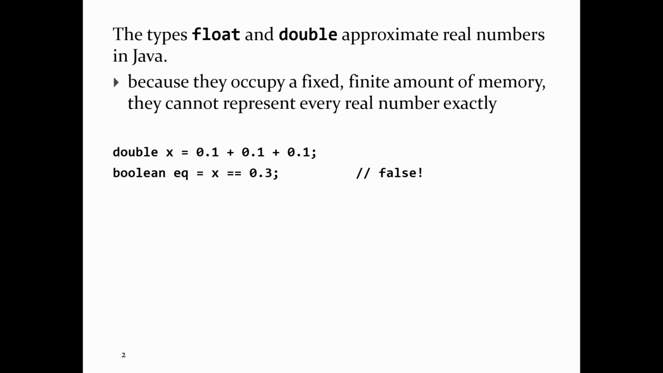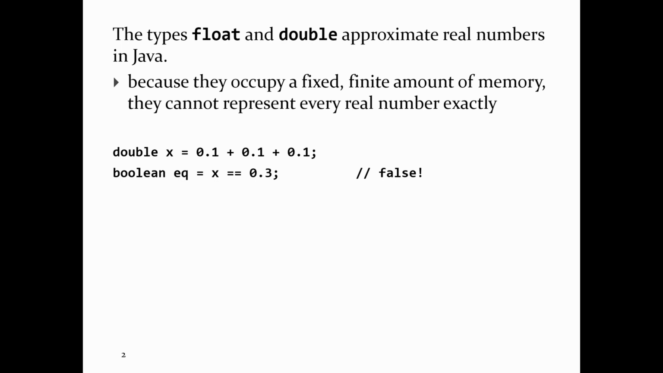And so what does that mean? There's only a finite number of floats and doubles. But you know there's an infinite number of real numbers. So there's no possible way for us to represent every real number using float and double. And in fact, you can't even represent simple numbers like 0.1 or 0.3 correctly.